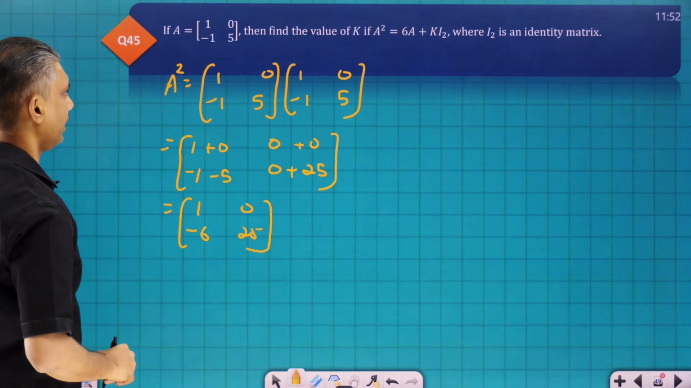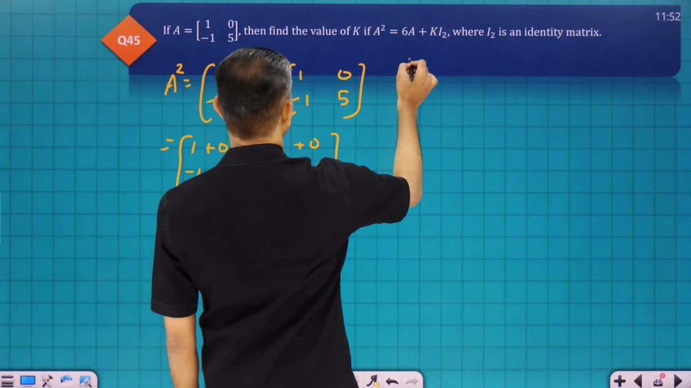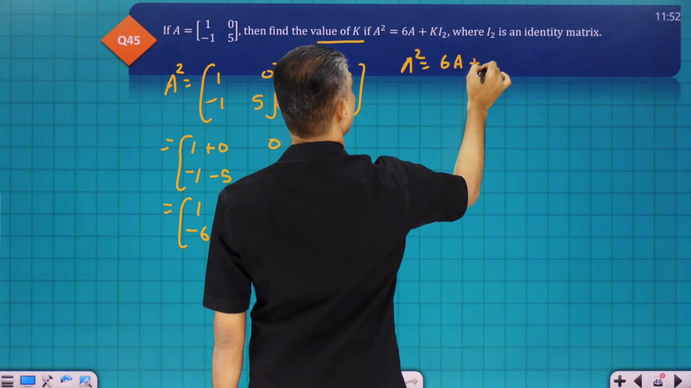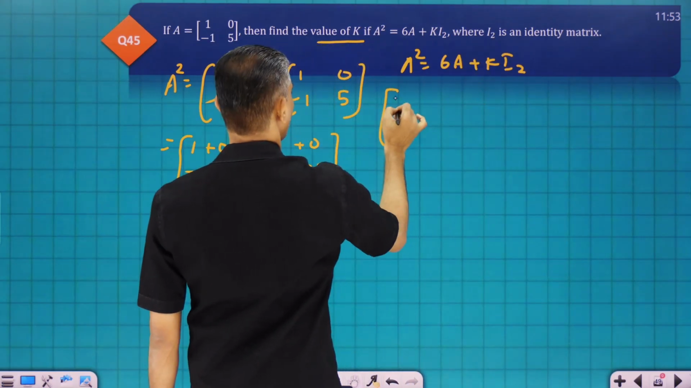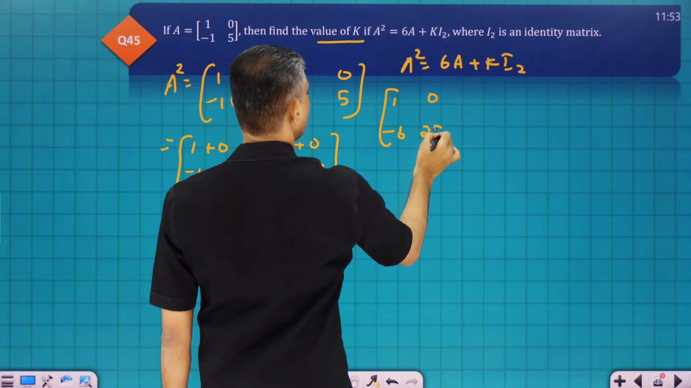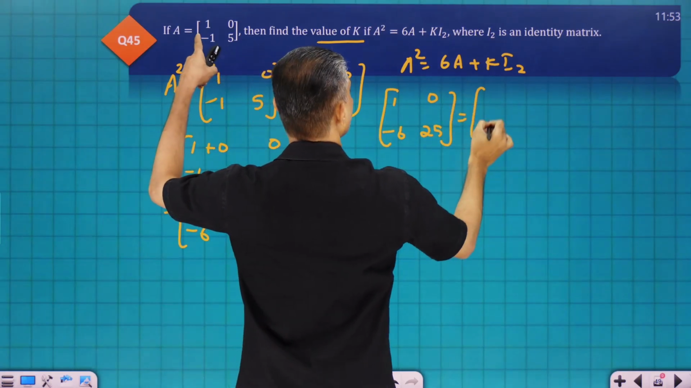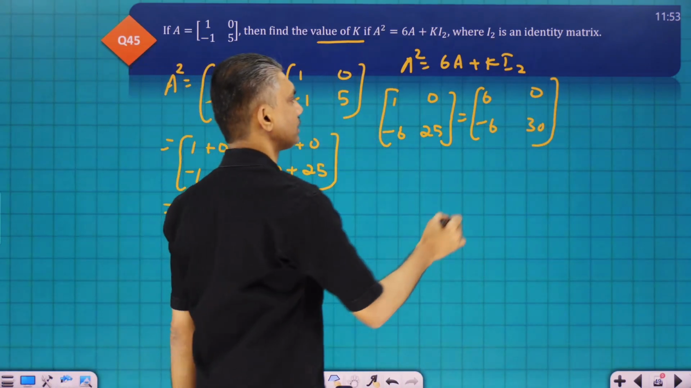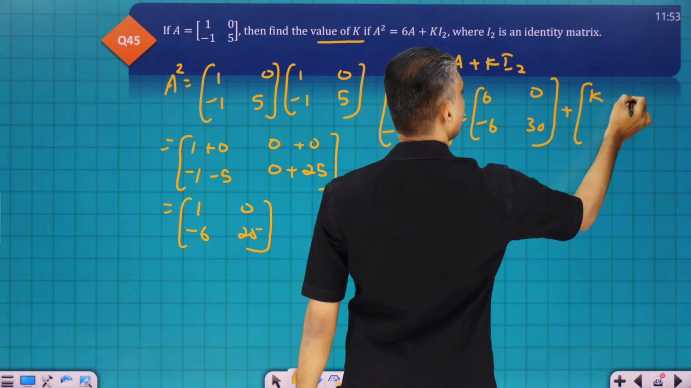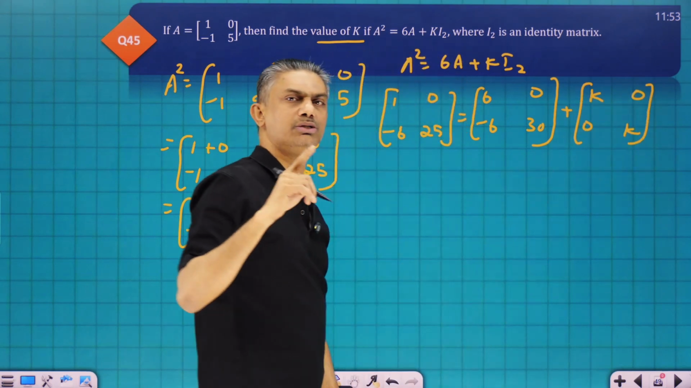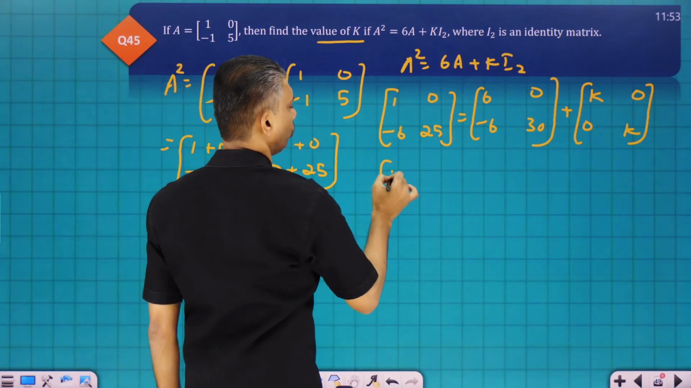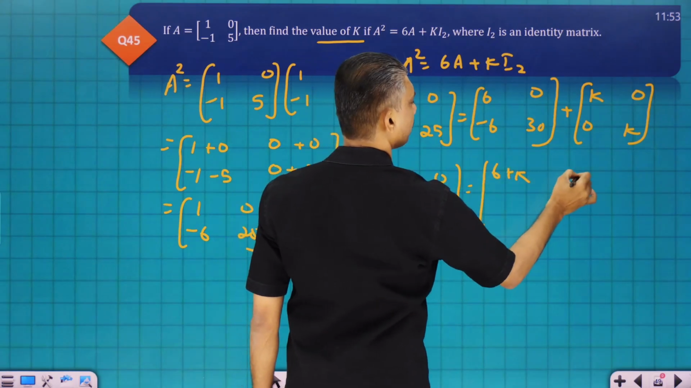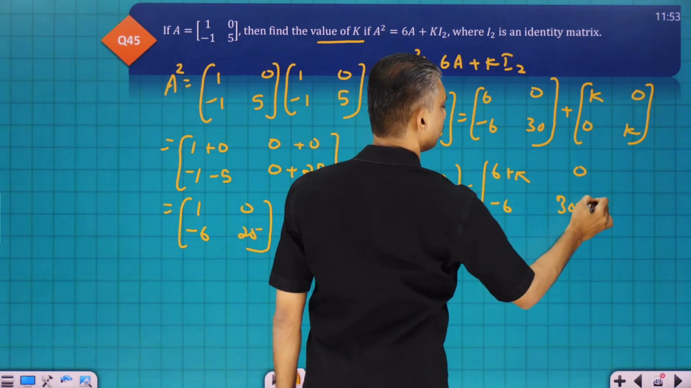Now you are given A square equal to 6A plus kI, then find the value of k. So A square is equal to 6A plus kI2. That is [1, 0; -6, 25] equal to 6A, [6, 0; -6, 30], because 6 into 5 is 30, plus k into I2. You know, I2 is [1, 0; 0, 1], so k into I2 will be [k, 0; 0, k]. So [1, 0; -6, 25] is equal to [6 plus k, 0; -6, 30 plus k].